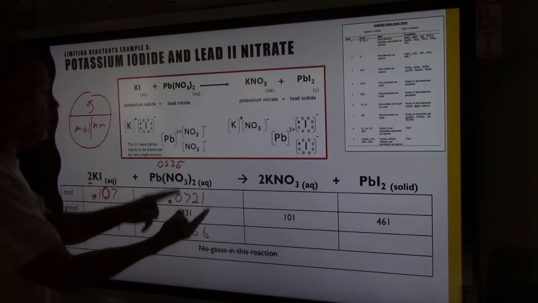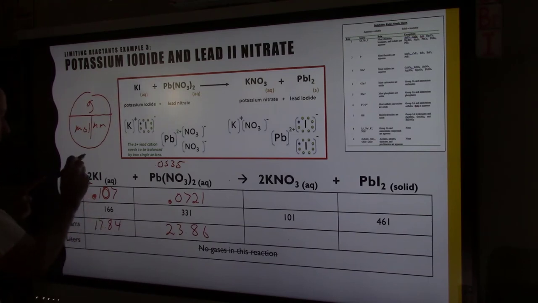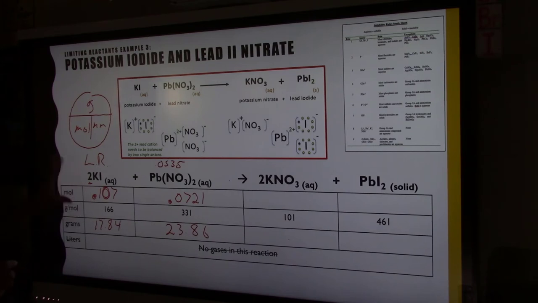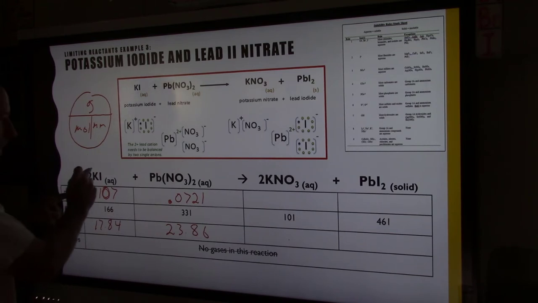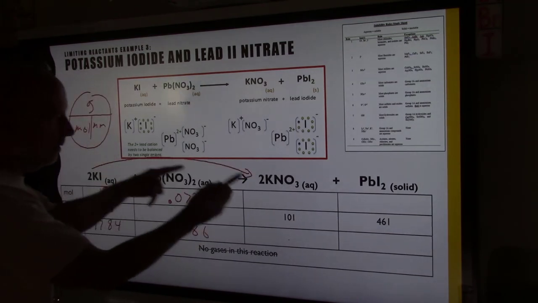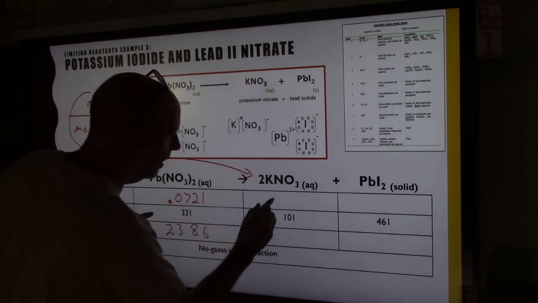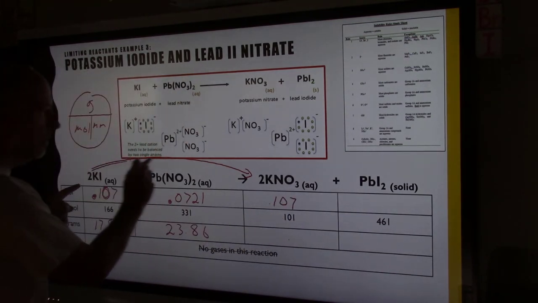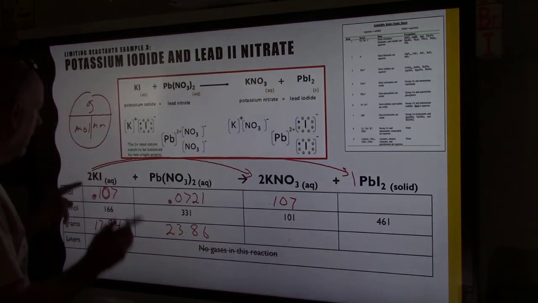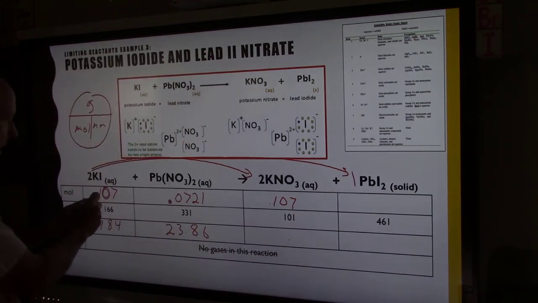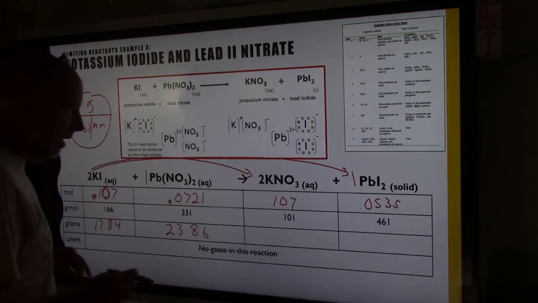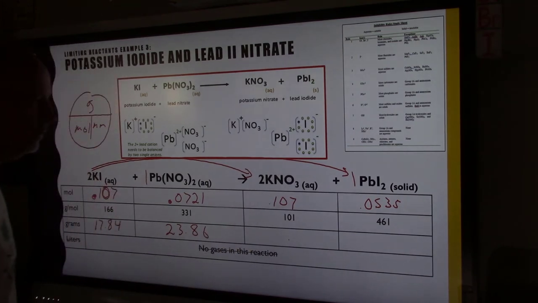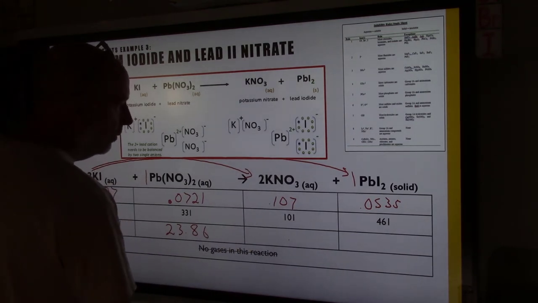Yes, I've got extra of this. This is the excess reagent. This is the limiting reagent, right here. LR, limiting reagent. The stuff that runs out, that limits the reaction, stops the reaction when it runs out. There's going to be extra of this. So, how much should I get here? 2 is to 2, as 0.107 is to 0.107. 2 is to 1, there's a 1 in front of this one, as 0.107 is to 0.0535.